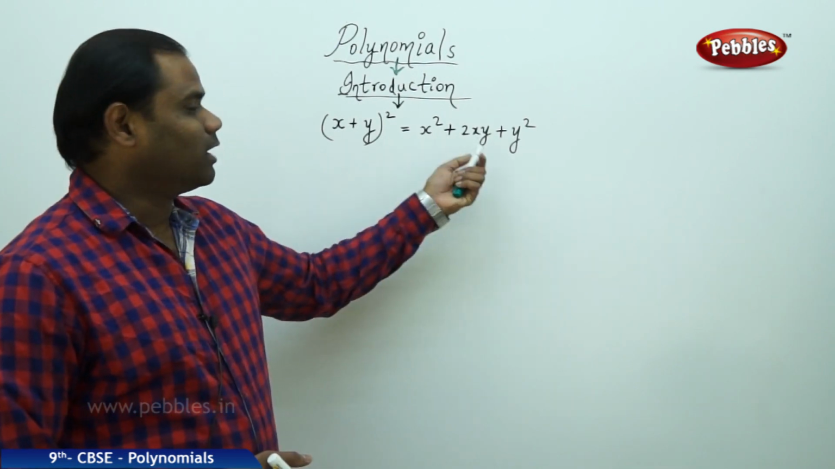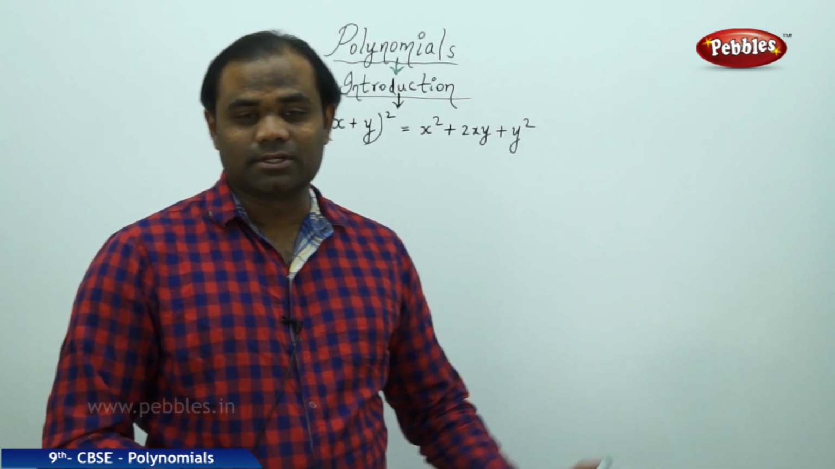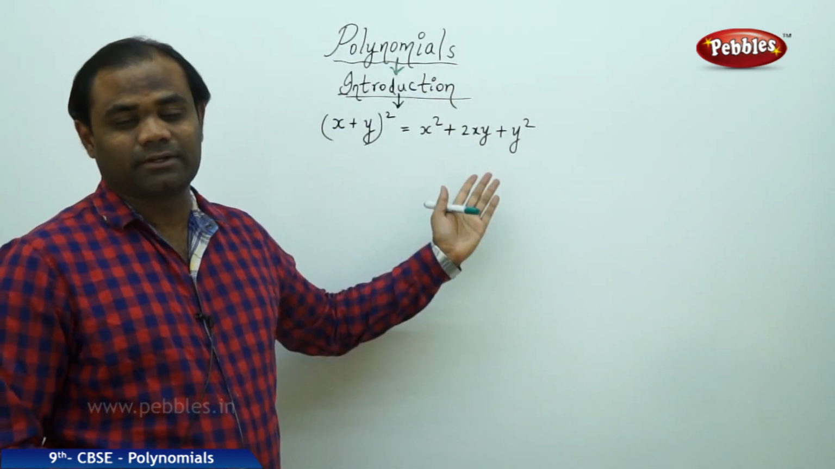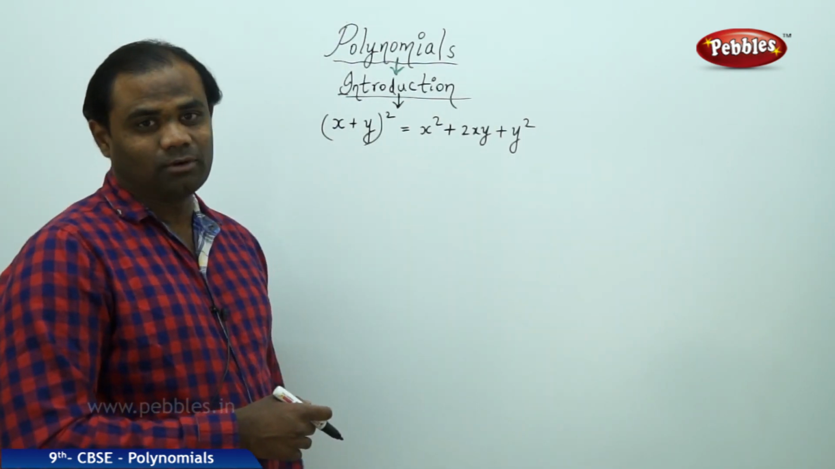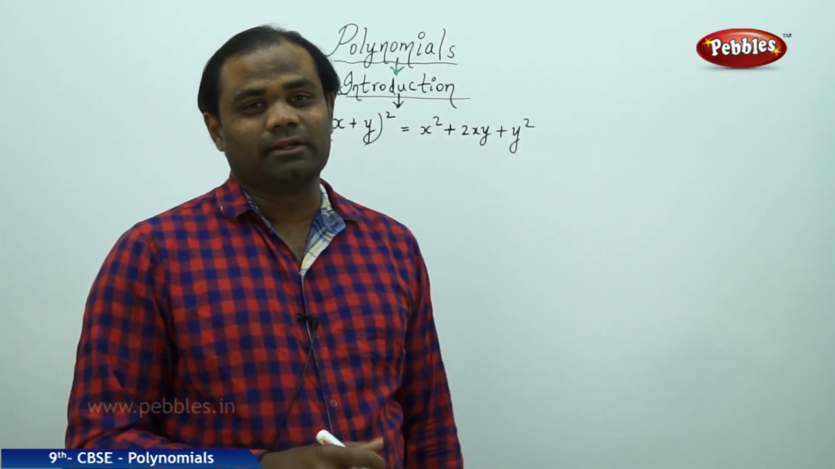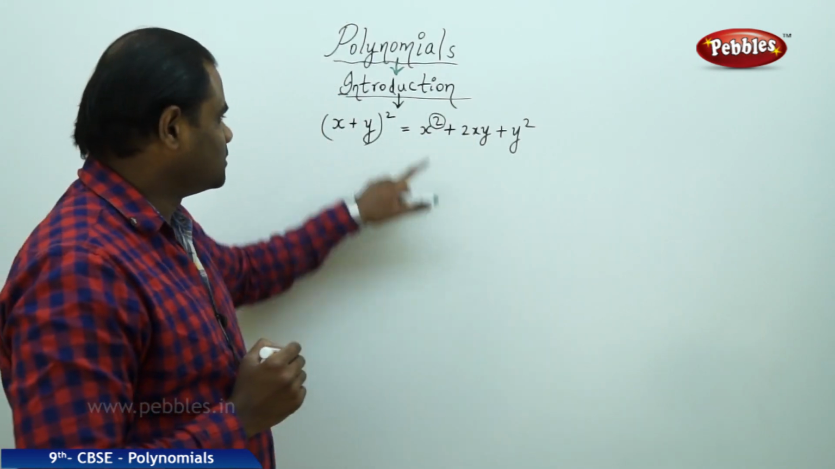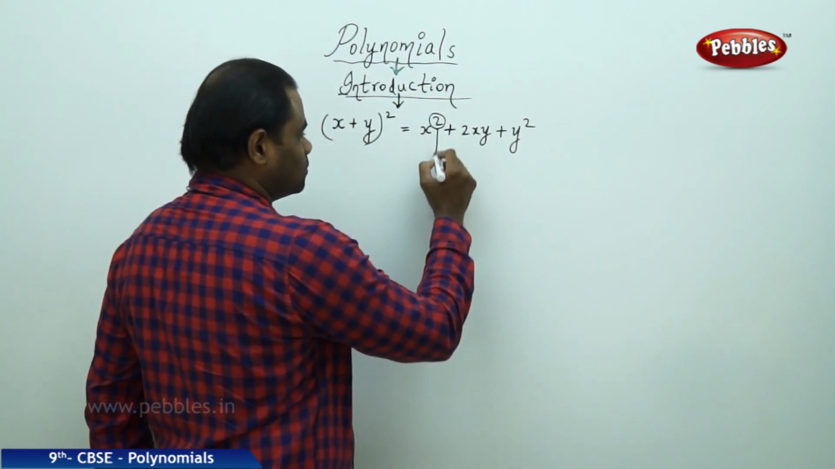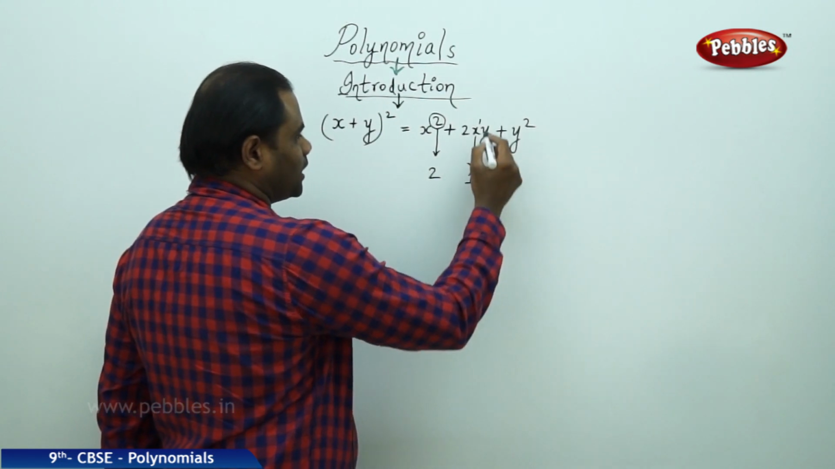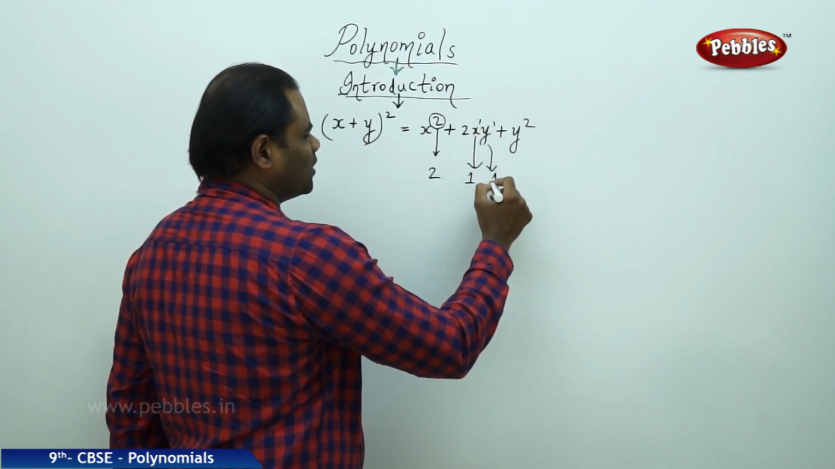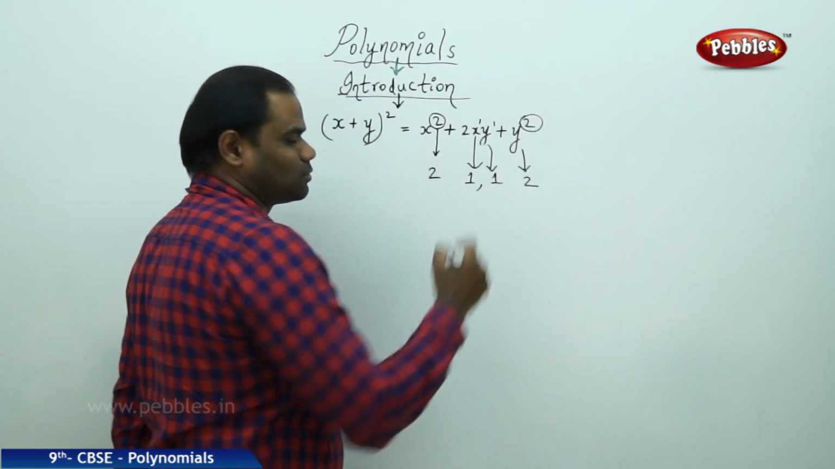Now next comes how this is related to polynomials. As we see here, every expansion expressed in the form of variables is a polynomial, provided its powers are all whole numbers. Now what is the power of x? For the first term, x squared, the power is 2. Next, the power of x is 1 and the power of y is also 1. And next comes the power of y in the third term, which is 2.